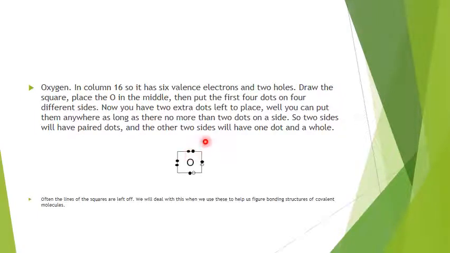All right, for oxygen, oxygen has 6 valence electrons. You can figure that out because it's in column 16. It's in row 2, but we don't care about that. All we care about is how many valence electrons it has. So the first go 1, 2, 3, 4, and then the 5th and 6th go on any side. I just put them on this side, and so now I have 2 pairs and 2 unpaired. Often what we do is leave the square off and just leave the dots.